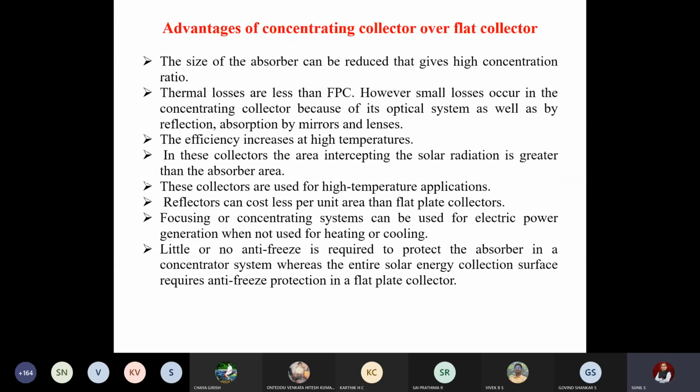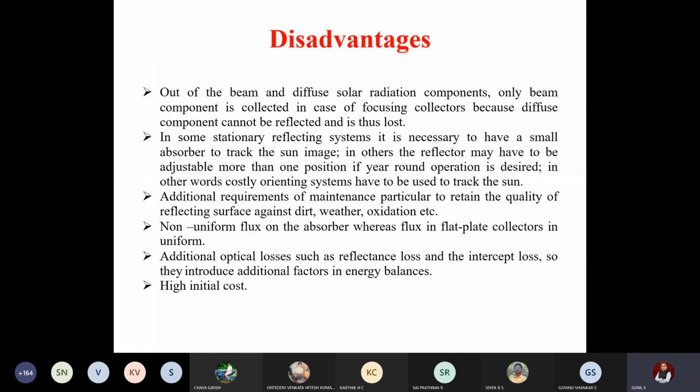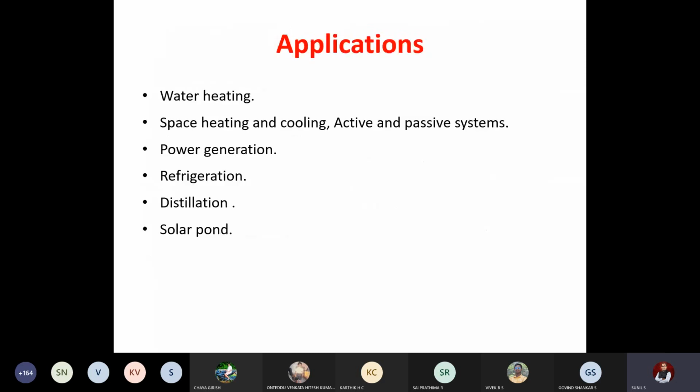Then, what are the advantages of concentrating collectors over flat plate collectors? This is one of the important criteria. And what are the limitations? Why should we go for concentrating over flat plate? We will come to understand. Then we headed to the application points of solar energy.